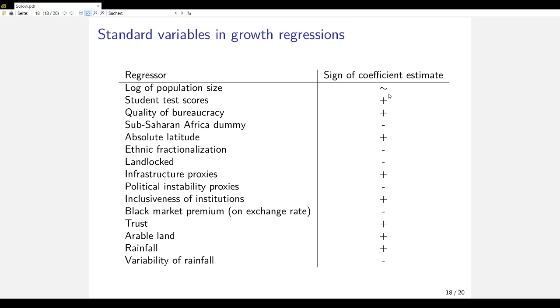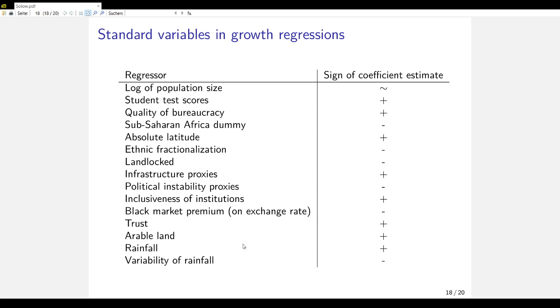A landlocked country, which has more difficulties to trade with other countries, is also negatively associated with growth. Infrastructure proxies are typically positively related to growth. Political instability is negatively related to growth. Whether institutions are inclusive is positively related to growth. Black market premium, that's an estimate, again an inverse indicator for institutions, negatively related to economic growth. Trust, positively related to growth. Arable land, so the more land can be used for agriculture, positive association with growth. Rainfall, typically also positive association with growth, so if there are no droughts and so on. But the variability of rainfall has a negative association with growth, of course, if the weather is less predictable to some extent.